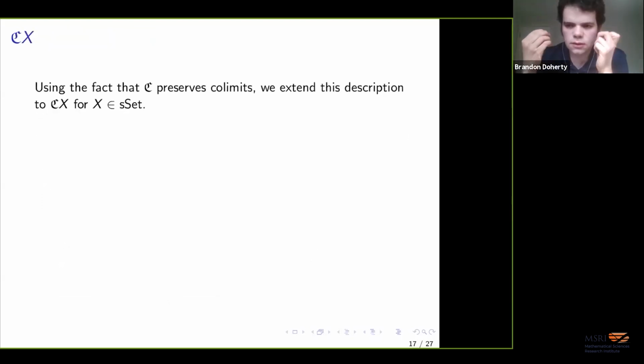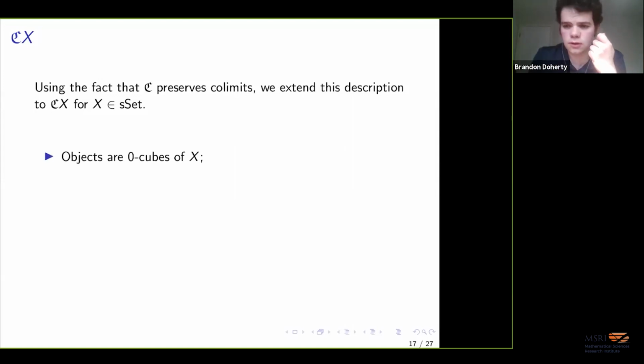So we have this way of describing C delta n in terms of necklaces. And we can basically use the fact that this left adjoint functor C preserves colimits to take that description and extend it to an arbitrary simplicial set.